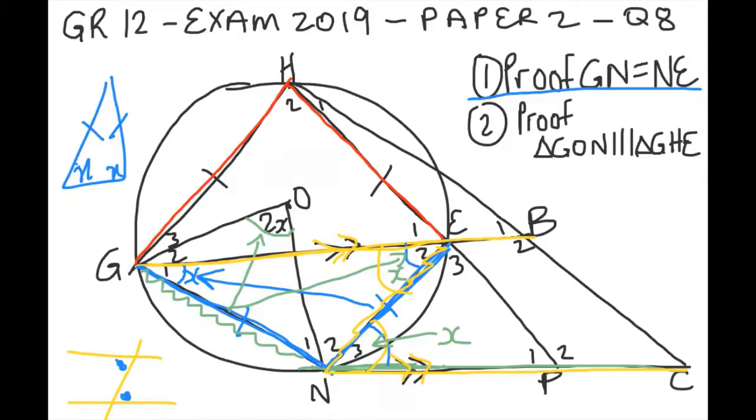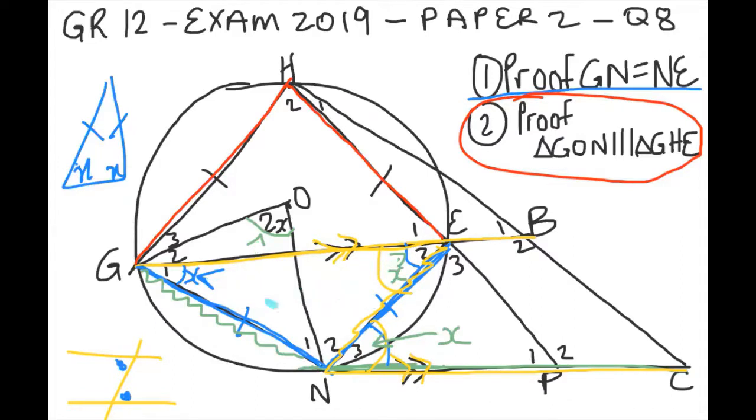What's the second one? So the second one, they ask this one here, prove that triangle GON. So before we do that, I'm just going to try to clear some of the things out, just to make some space here. There we go. Okay, so what do they ask now? Just keep in mind that's X, X, and this, that's also X.